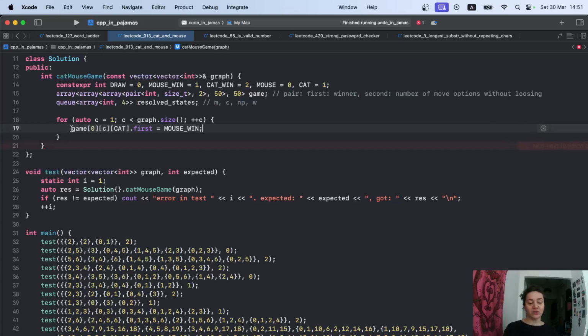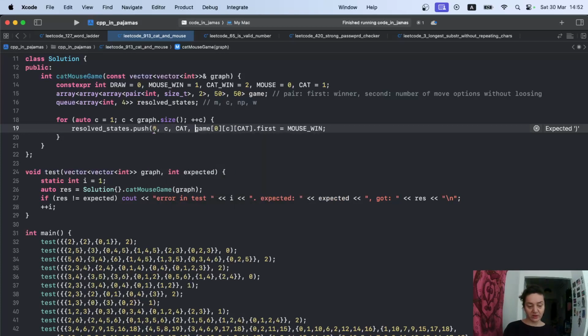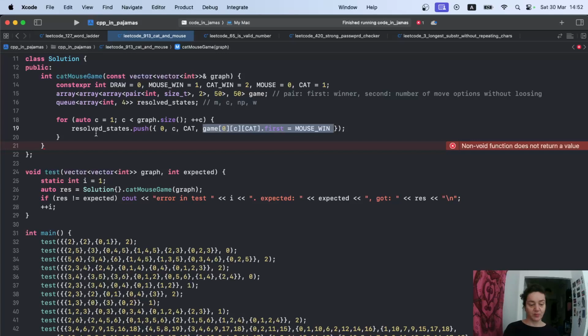Now, I don't just want to mark this in the matrix, I also want to push it onto the queue of resolved states to later deduce from it. So resolved states, push. I'm gonna do it in the same line because it's shorter, and also I won't make a mistake with this redundant data, the winner. I'm just doing it together. So mouse is at 0, cat is anywhere, cat turn, and this is the winner. Now it's an array, so. Okay, so we set it in the matrix and we pushed it into the queue.